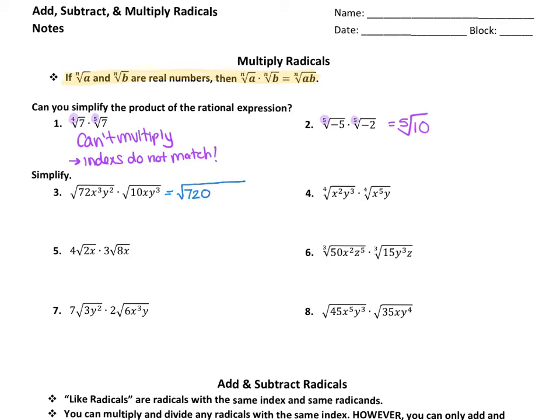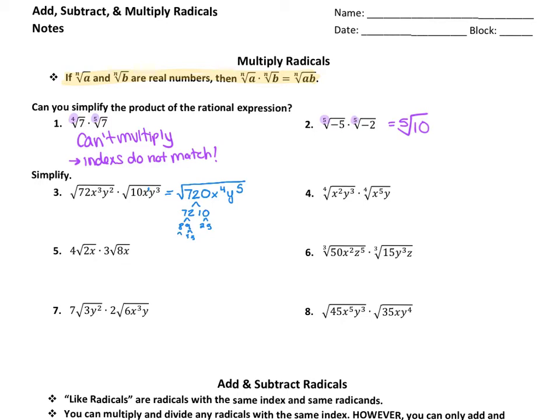Then remember, when you multiply your variables, you add the exponents. So I have x to the 4th and y to the 5th. Now that I've multiplied them, I want to simplify it, the same thing we worked on the other day. 720 breaks down to 72 and 10. 72 breaks down to 8 and 9. 10 breaks down to 2 and 5.